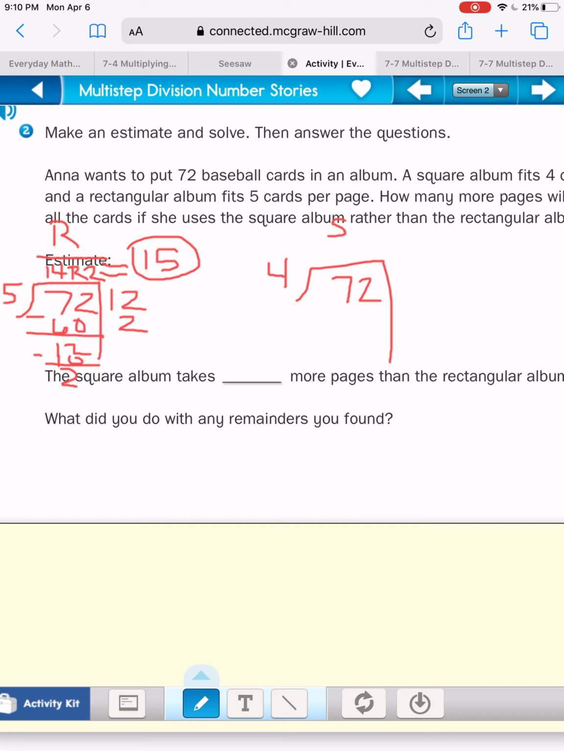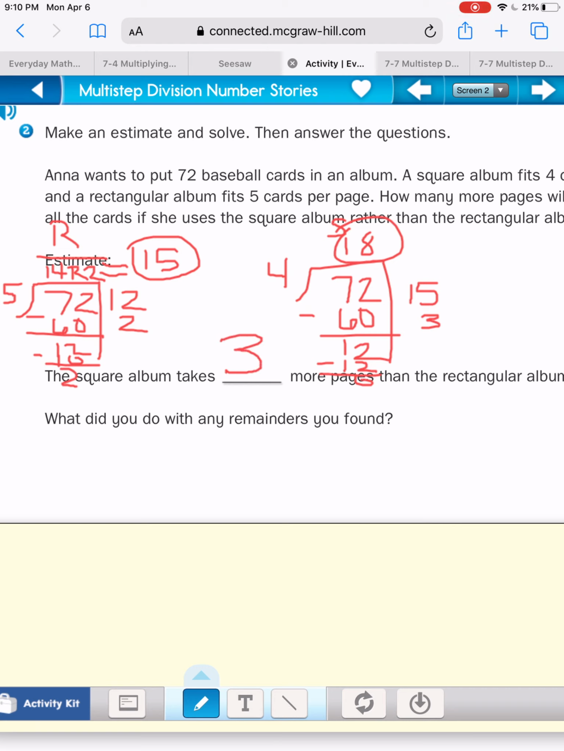Now we're going to do the exact same thing for number 4, for 72 divided by 4. And I think I'm going to start with 15. And 15 times 4 is 60. And I'm left with 12. And now I can get exactly 12. So I have 18 pages. Okay, so if the square one takes 18 and the rectangular one takes 15, the square album takes 3 more pages.